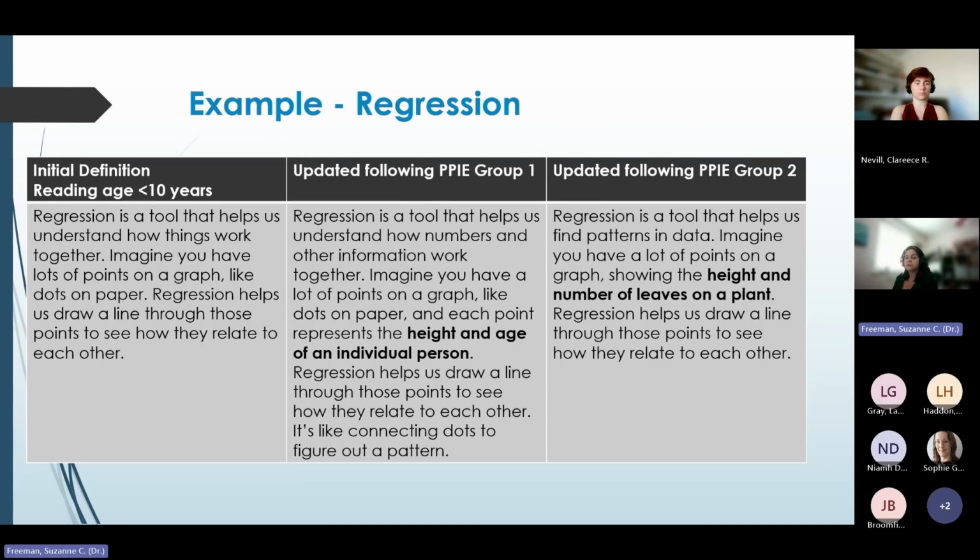Following that feedback from the first PPIE group, we added this example about the height and age of individual people. But then following the second PPIE group, where they asked us to avoid using human attributes and also to shorten the definitions, we have this final definition on the right-hand side, where the example is now about using regression involving height and number of leaves on a plant.